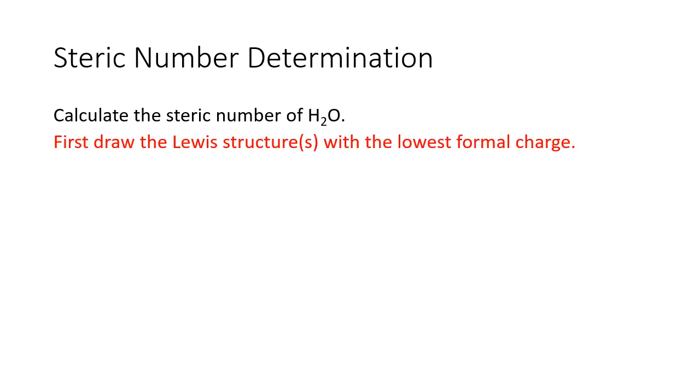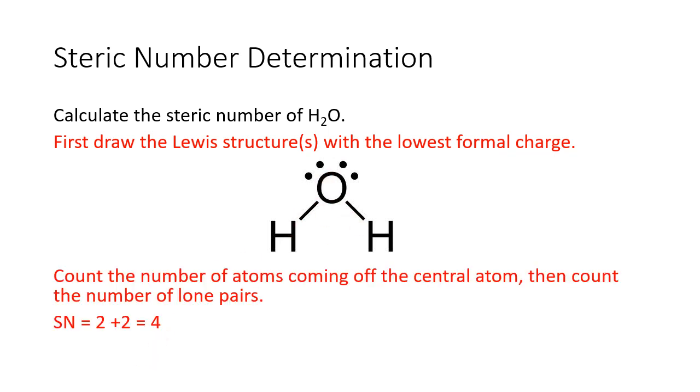Okay, so we draw the Lewis structure with the lowest terminal charge, and here we have our water. We have a lone pair here, a lone pair there. So we've got 2 lone pairs. We have 2 single bond hydrogens. So 2 bonding domains, 2 non-bonding domains gives us a steric number of 4.